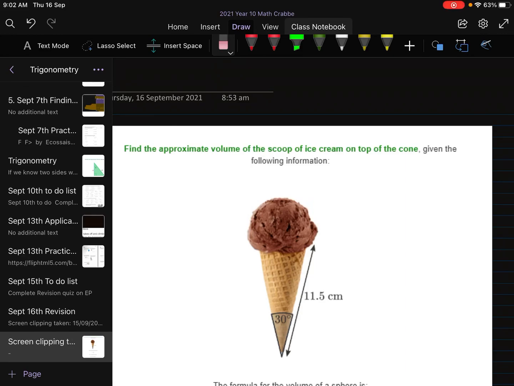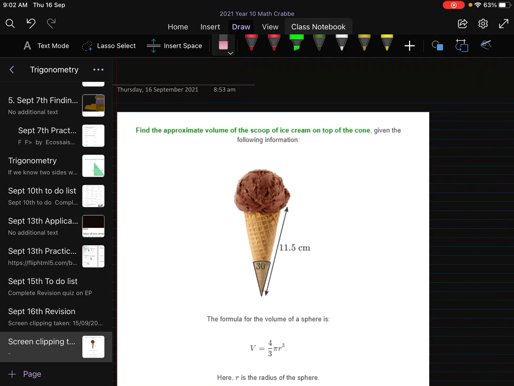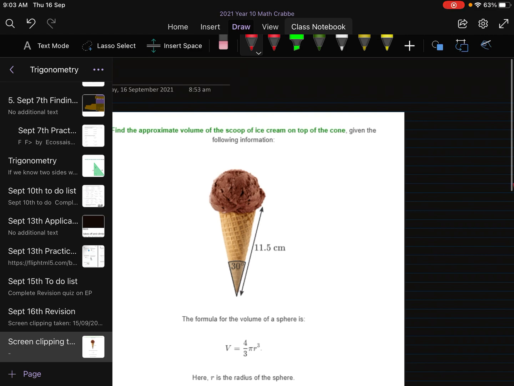Okay, some people wanted to know how to do this ice cream question, so I'm just going to help you with this. Basically, you need a right angle triangle. To do any kind of trigonometry, you need to find a right angle triangle. Well, if we just draw across the ice cream and bring that back down like that, so there's our triangle. That's not a right angle triangle.